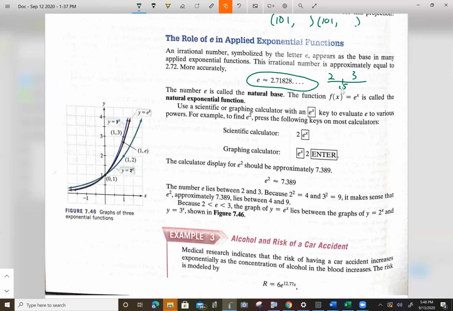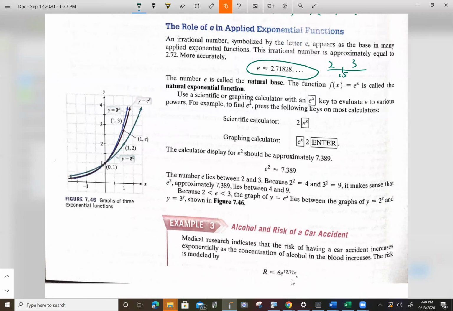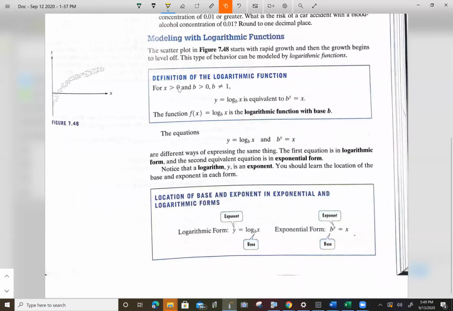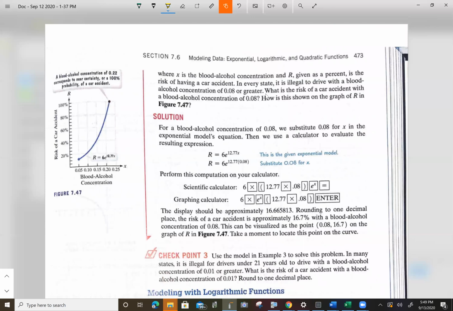But this particular number works really well in a lot of real world functions. So here, all they want you to know is we're going to use e, and next chapter, we're really going to get into using e when we talk about interest. But right now, it gives us a function using e, and this one is for the concentration of alcohol in the blood. It gives us the equation.